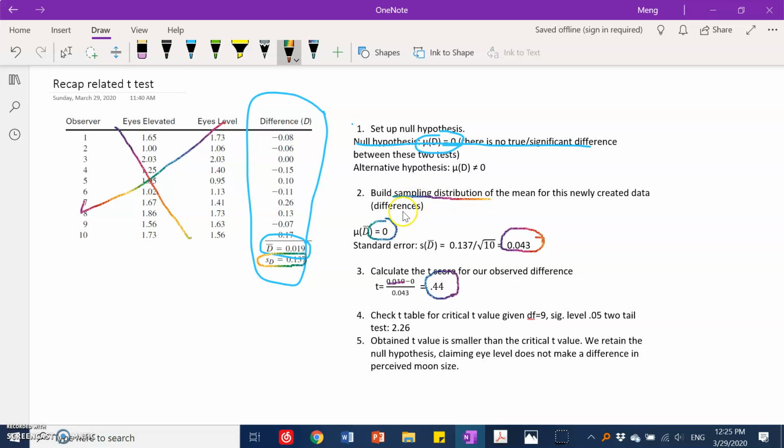I hope you guys enjoyed it, and I hope you guys got it right. That's a recap for this related t-test. We are going to begin talking about the independent t-test for today's class.